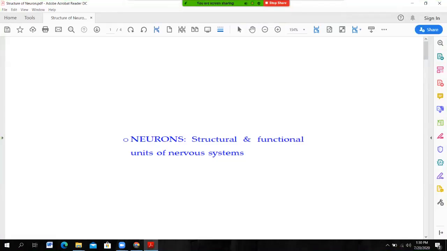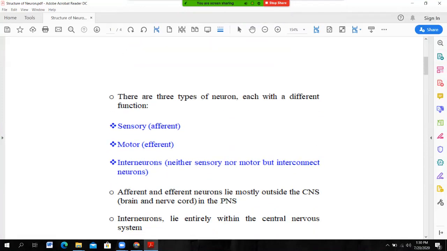Today we will discuss the structure and function of neuron. You know that neuron is actually the structural and functional unit of the nervous system. There are three types of neuron. Each neuron performs different function. There are sensory neuron, motor neuron, and interneuron or intermediate neuron.